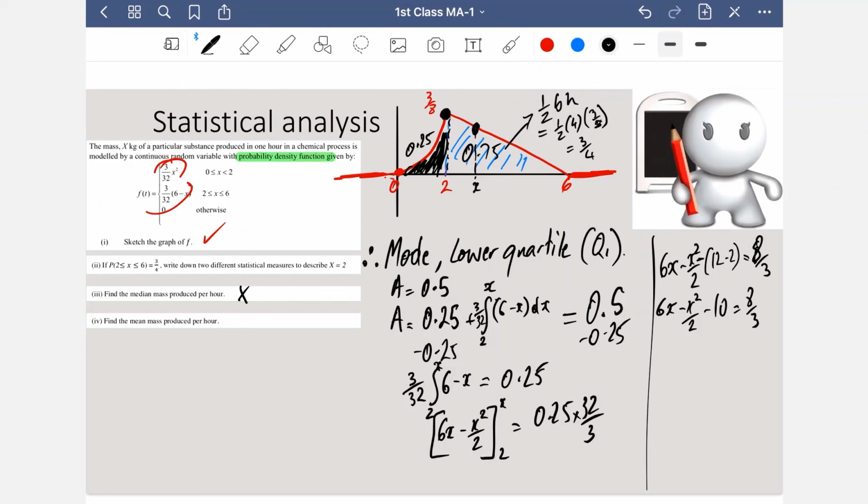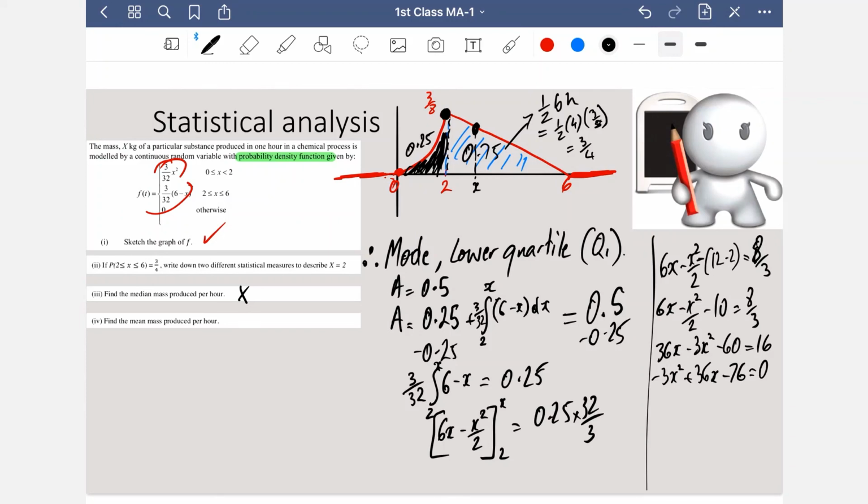Okay, let's multiply everything by 6, and what I will get is 36x minus 3x squared minus 60 equals to 16. Okay, so you can see the solution there forming for us. Negative 3x squared plus 36x minus 76 is equal to 0.